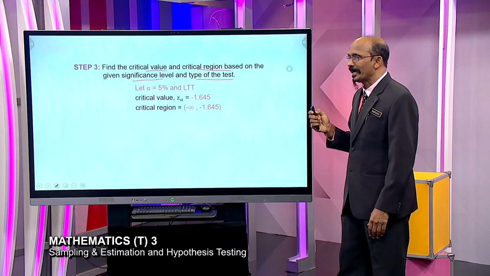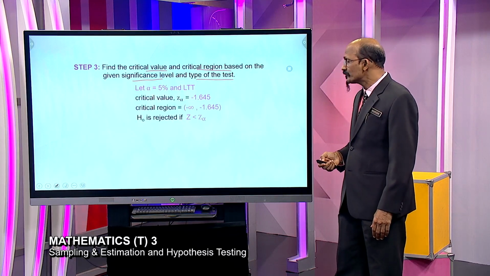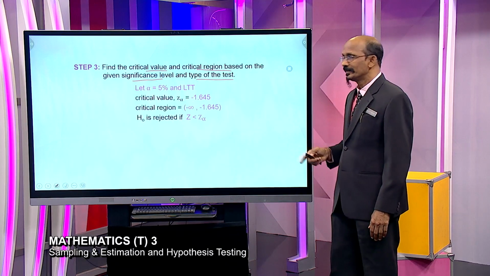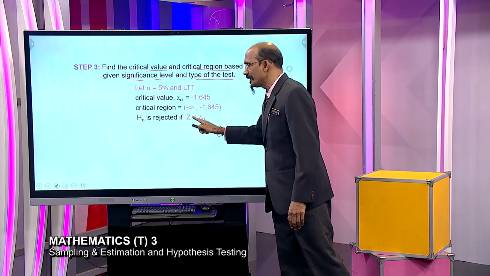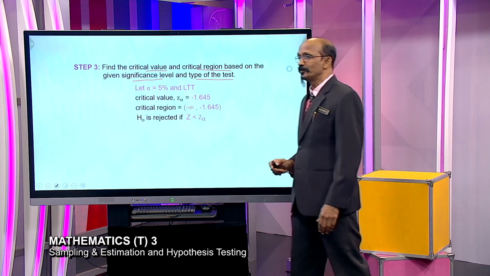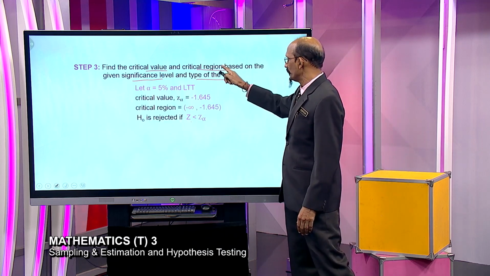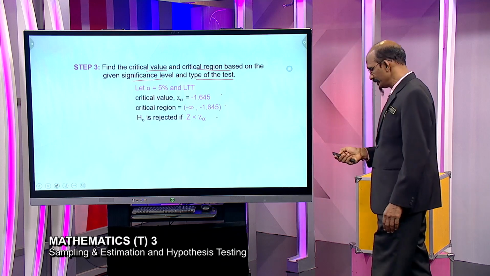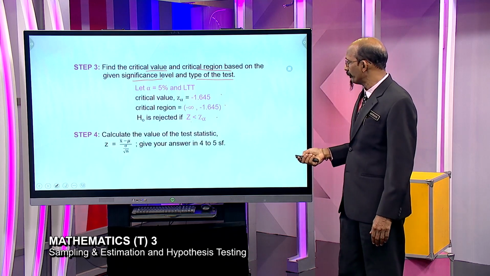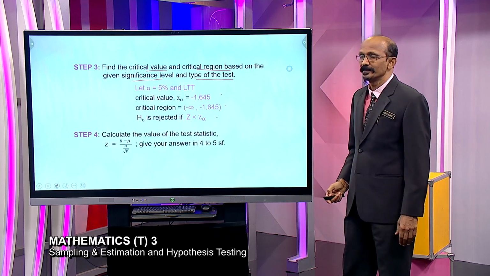Then I make an early decision. Early decision means H0 is rejected if my test statistic is less than my critical value. So in this step you must have 3 things. Then we continue. In step 4, you calculate the test statistic.